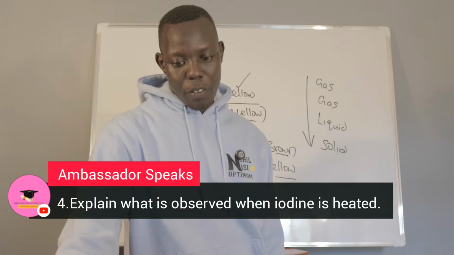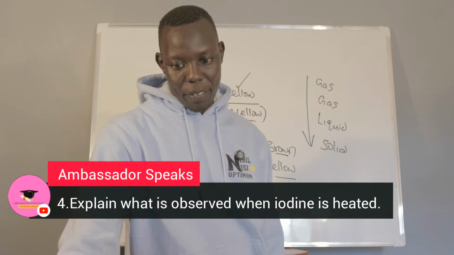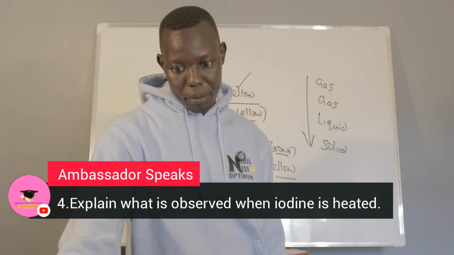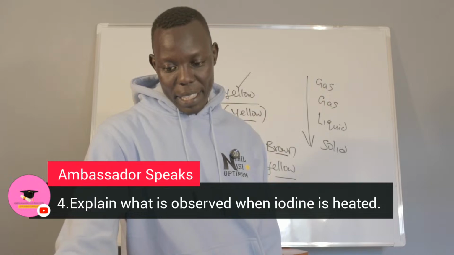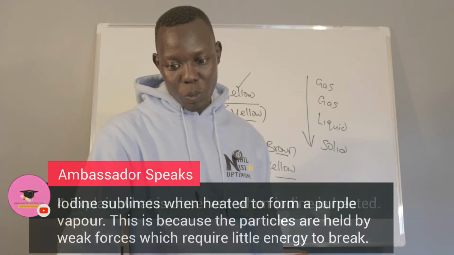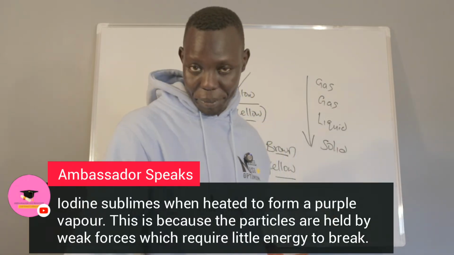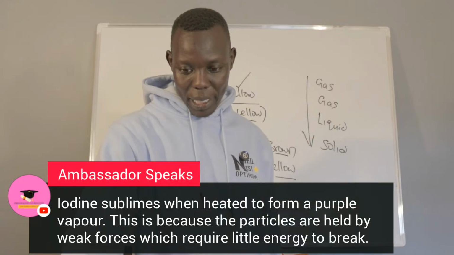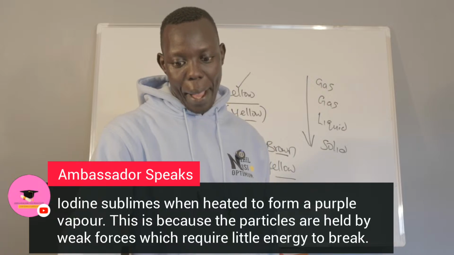Jerry, let me give you now the full answer. Check on my chart. It says this. Jerry, now you have spoken well. Iodine sublimes when heated to form a purple vapour. This is because the particles are held by weak forces which require little energy to break. That's what I wanted you to tell me: what your eyes can see. Are you together now, Jerry? And that is good.